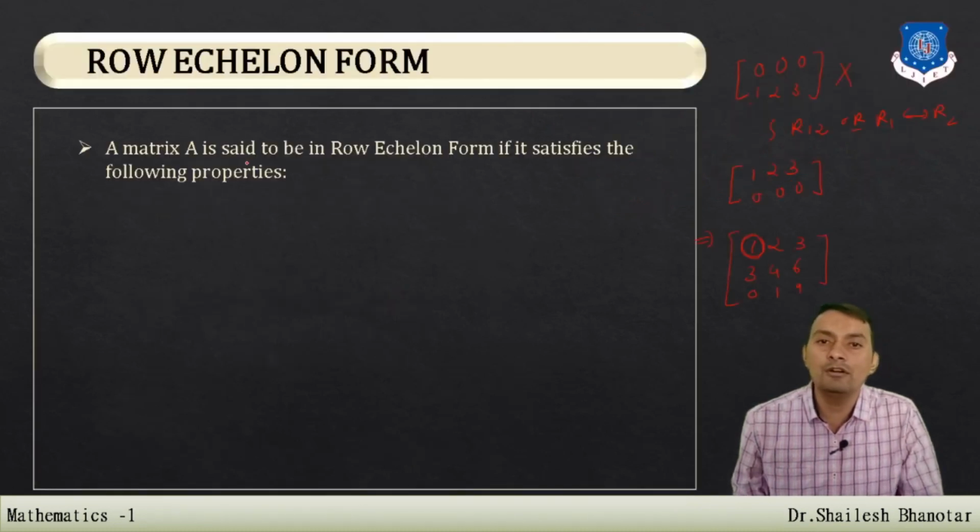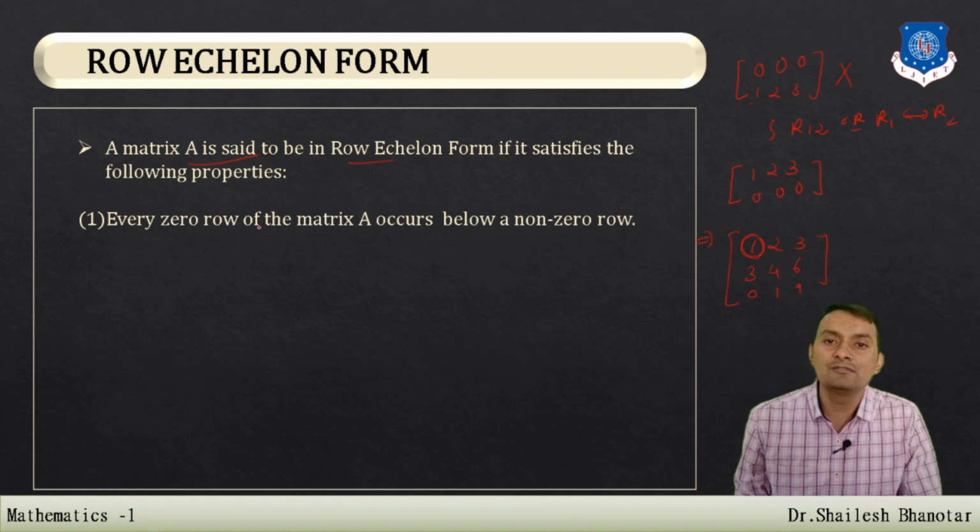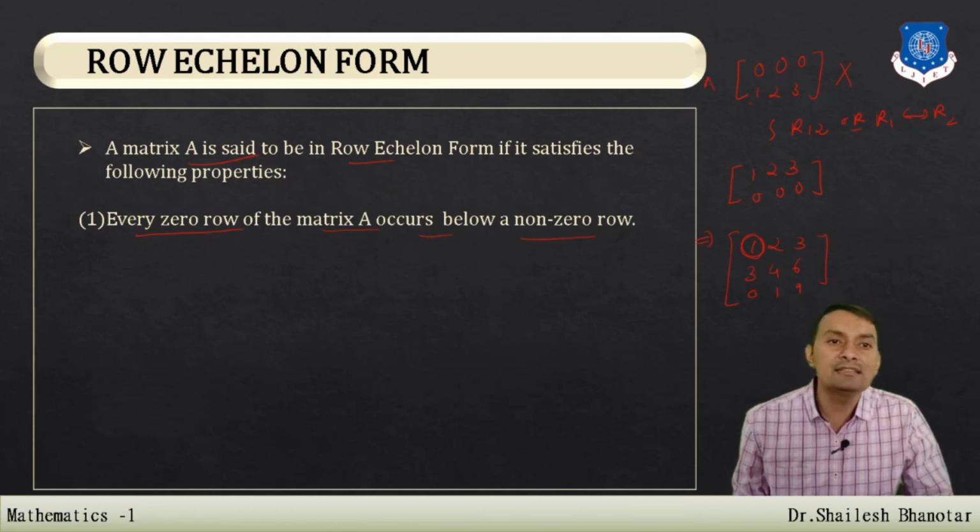What is the row echelon form? A matrix is said to be in row echelon form if it satisfies the following conditions. The first condition says every zero row of the matrix A occurs below the non-zero rows. Suppose you are given a matrix A whose first row is a zero row. It should not occur in the first row. For the row echelon form, we must have the zero row at the bottom.